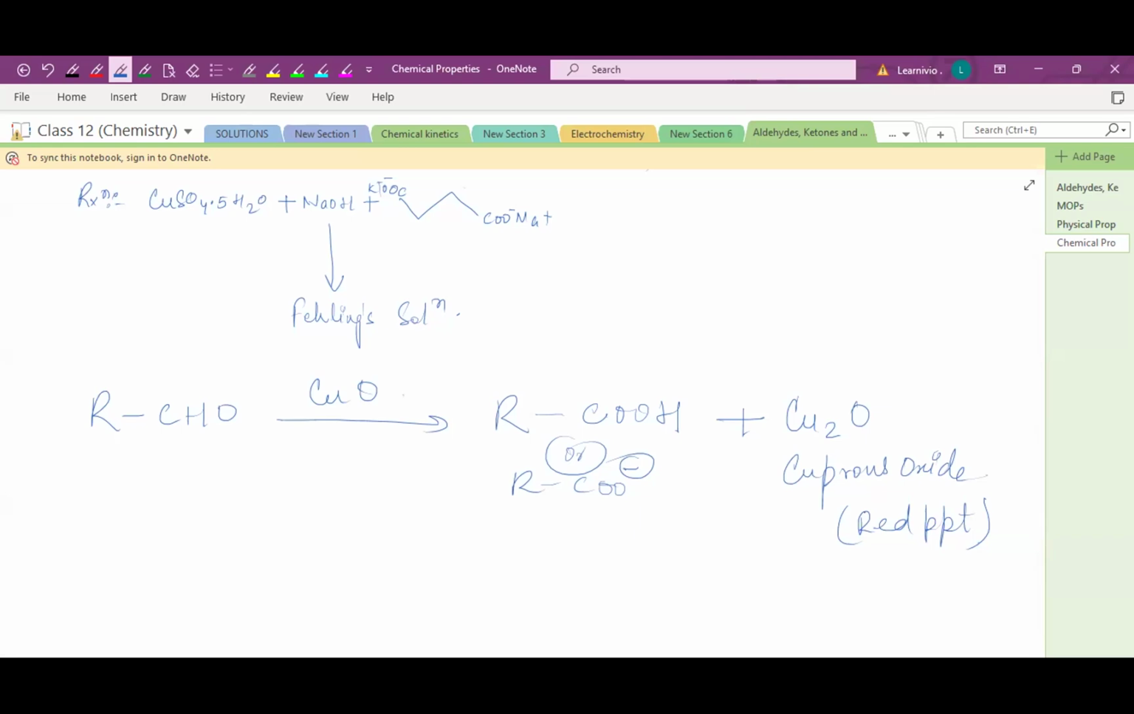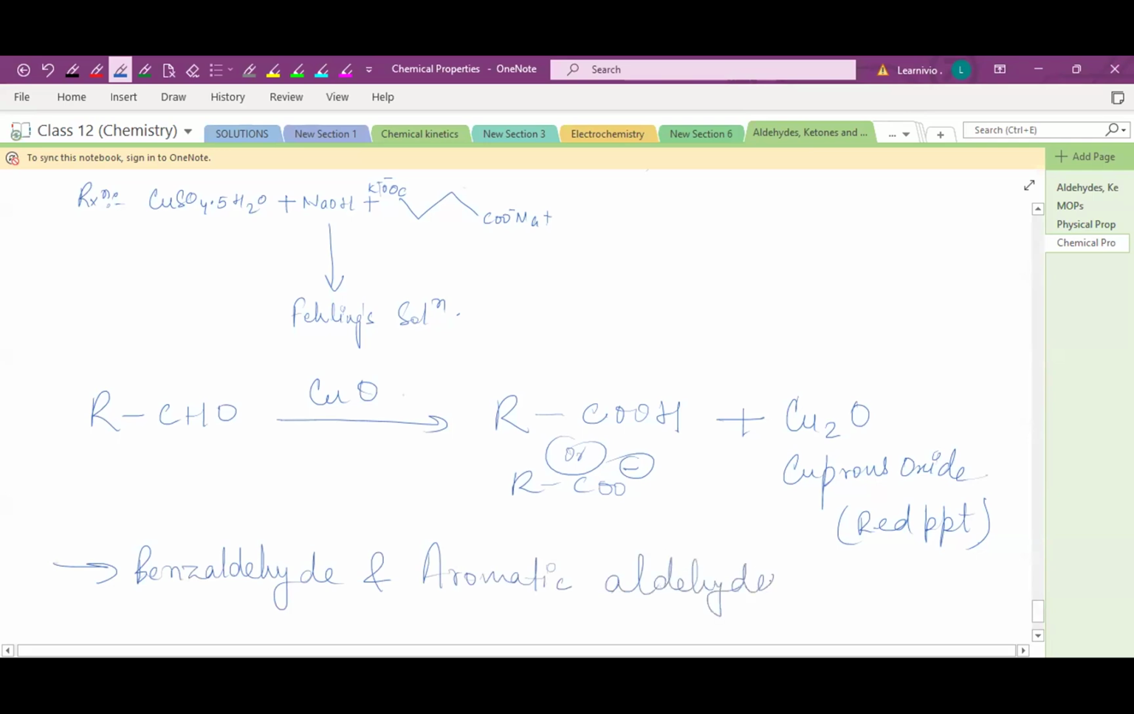But wait, just a second. One more thing, this is important. Just write down: benzaldehyde or any other aromatic aldehyde will not give this Fehling test. They don't give the Fehling test.